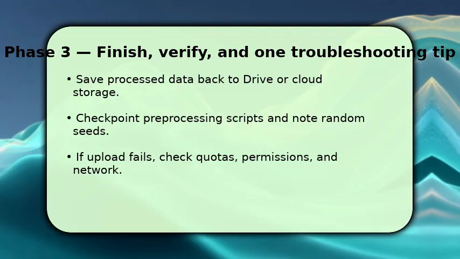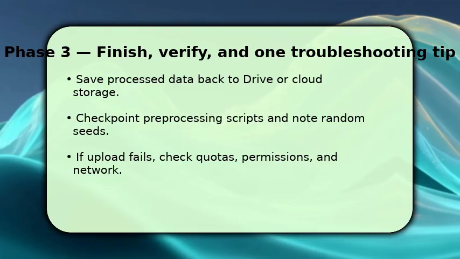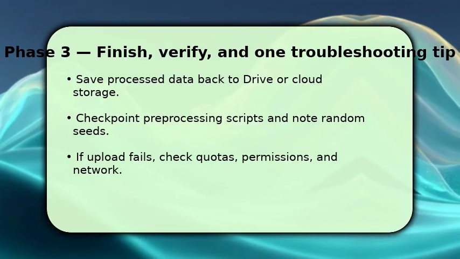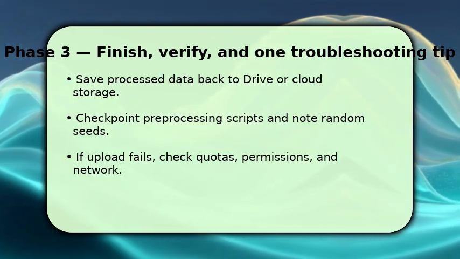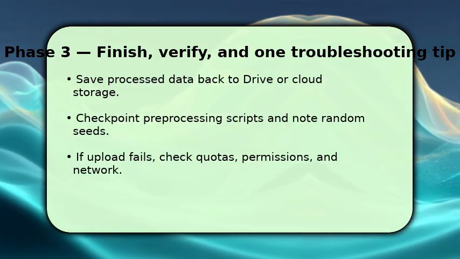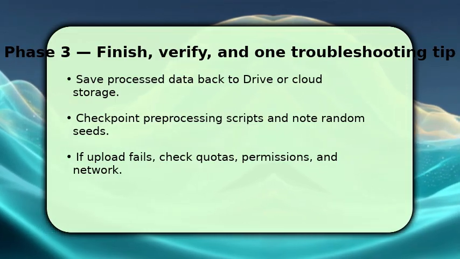Once done, run a small training or inference pass to confirm everything is wired correctly. If uploads fail, check Drive quotas, file permissions, or intermittent network issues, remount Drive or re-authenticate. If paths still break, print absolute paths and verify file existence. This quickly reveals common problems.